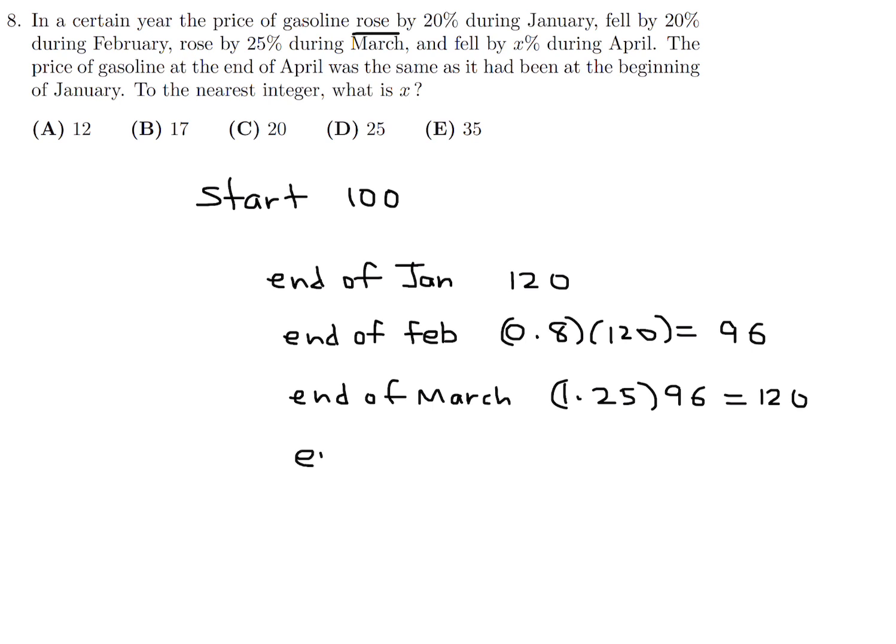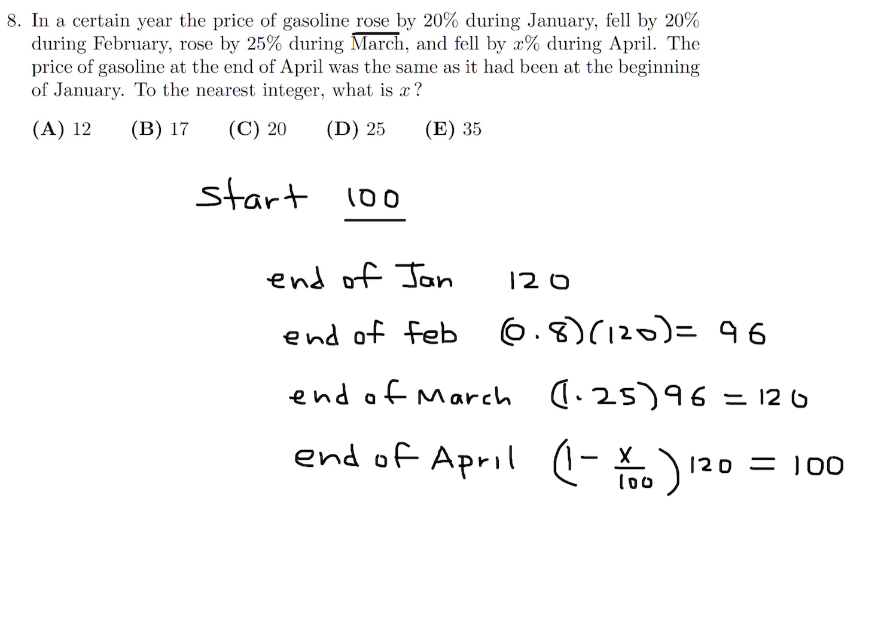And then at the end of April, it fell by X%. Okay, interesting. So that means (1 minus X over 100) times 120 is our new value. And they tell me that the price of gasoline at the end of April was the same as it had been at the beginning of January. At the beginning of January, it was 100. So that is 100. So this is what we have to solve in order to figure out x.